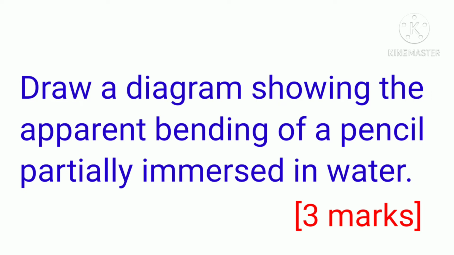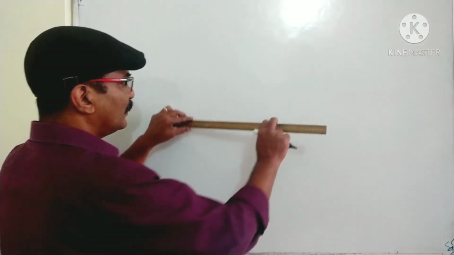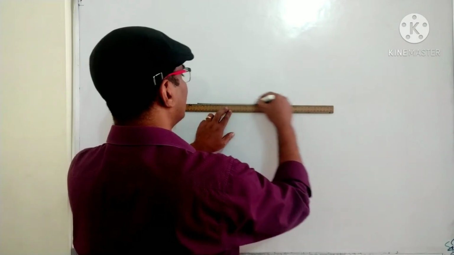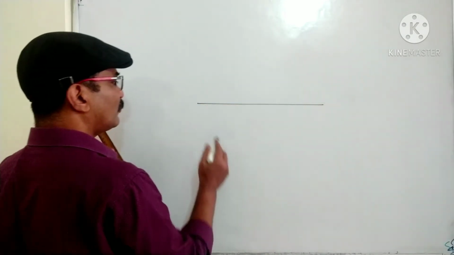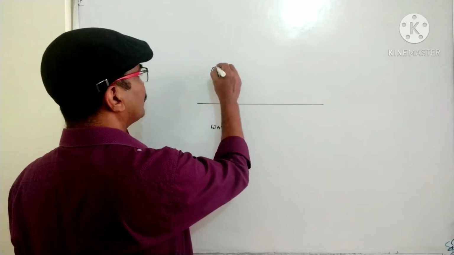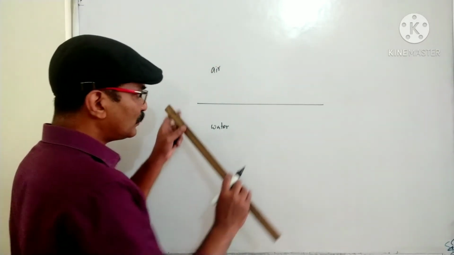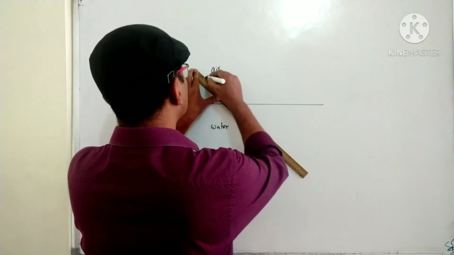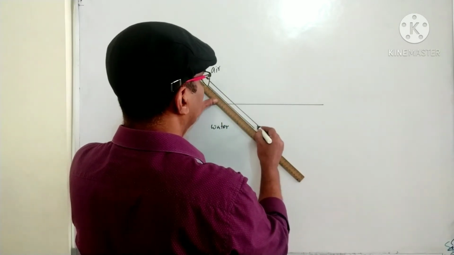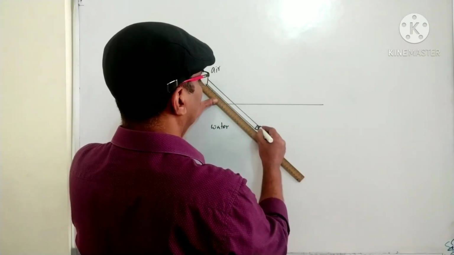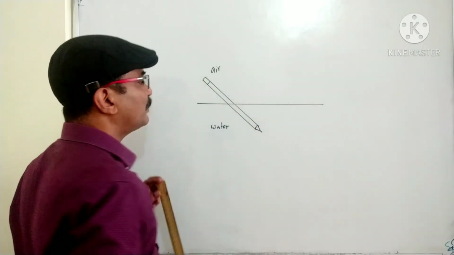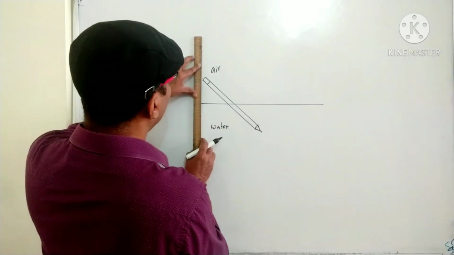I will draw the water-air interface. This is it, and here this is water, and this one is air. Pencil you can show like this. This is the pencil. If you want, you can show with one beaker also.